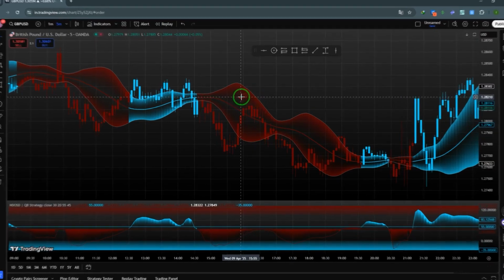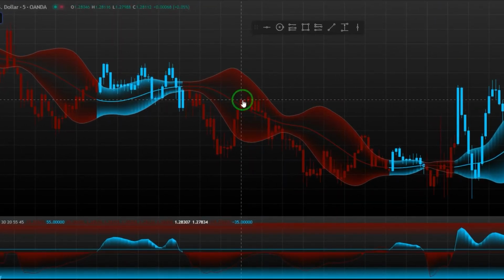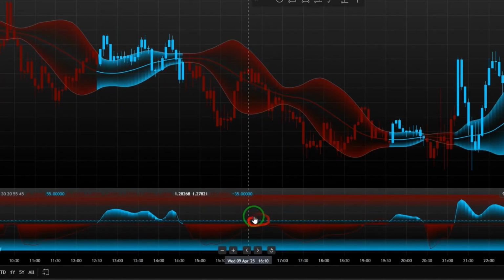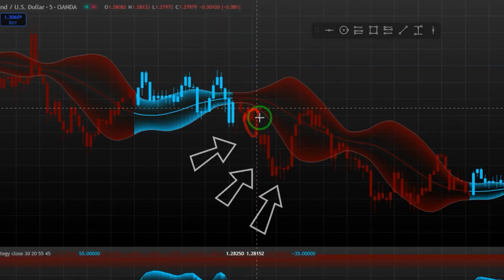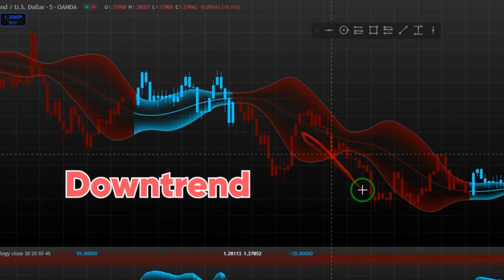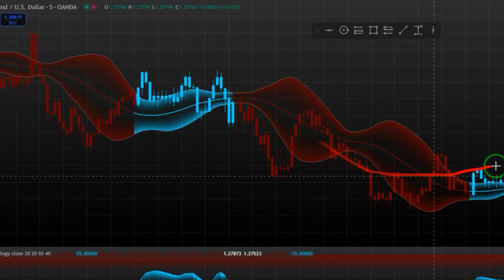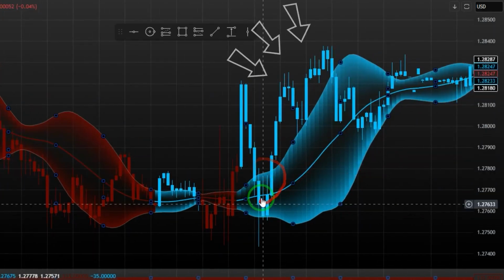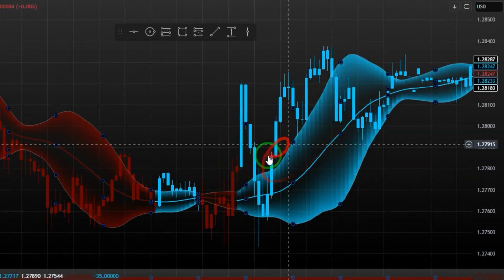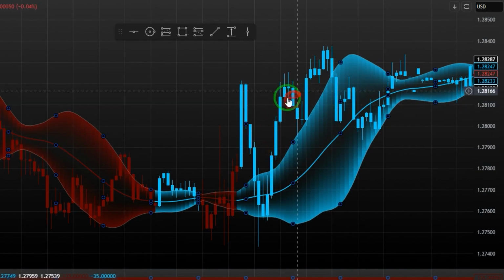This indicator consists of 2 areas. One is on the chart next to the candles, and the other is below the chart. As you can see, if the candles are below these lines, we are in a downtrend and should look for an entry point to sell. If the candles are above these lines, we are in an uptrend and should look for buying opportunities.